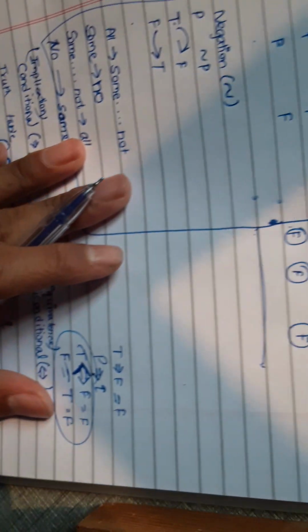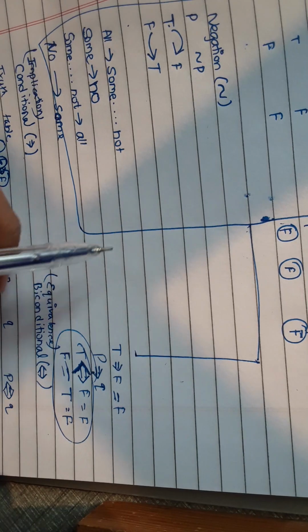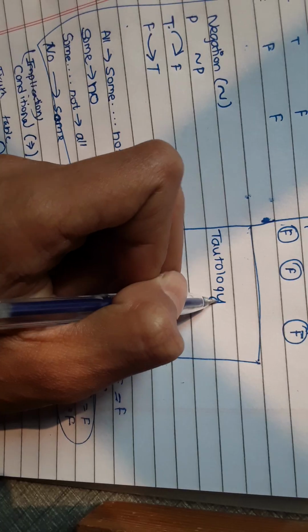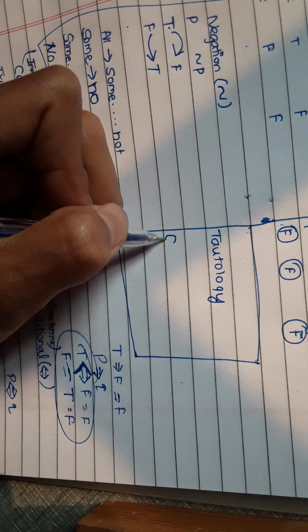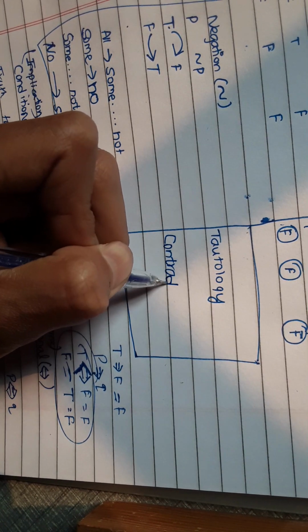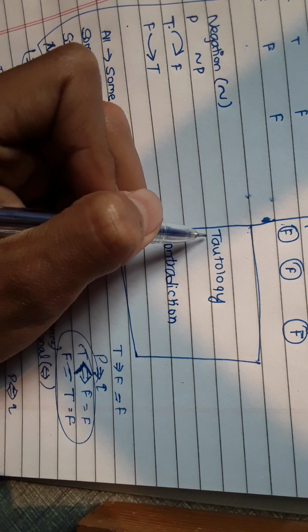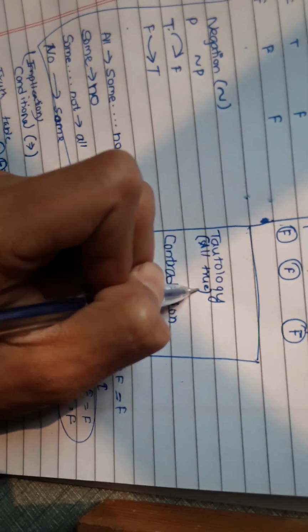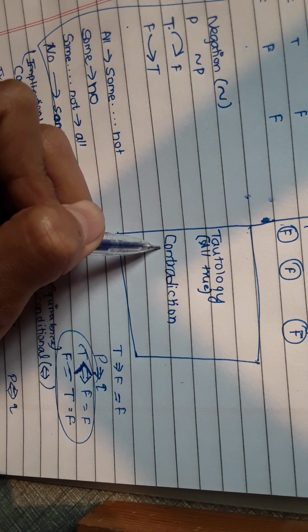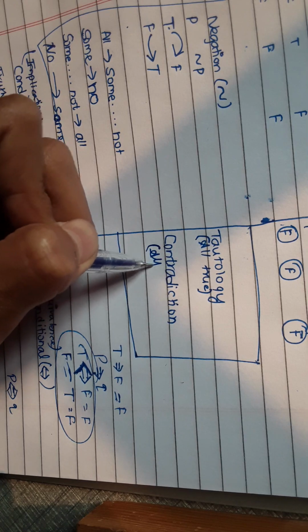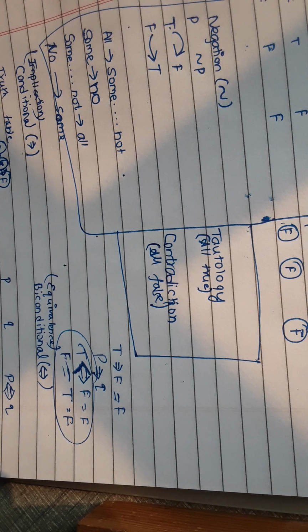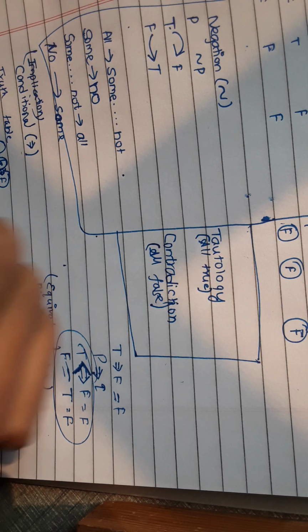So the two words you need to know are tautology and contradiction. Tautology refers to an all-true statement, and contradiction basically refers to all false. That's it for logic. That's enough of what you want to know from logic. So take care. Bye.